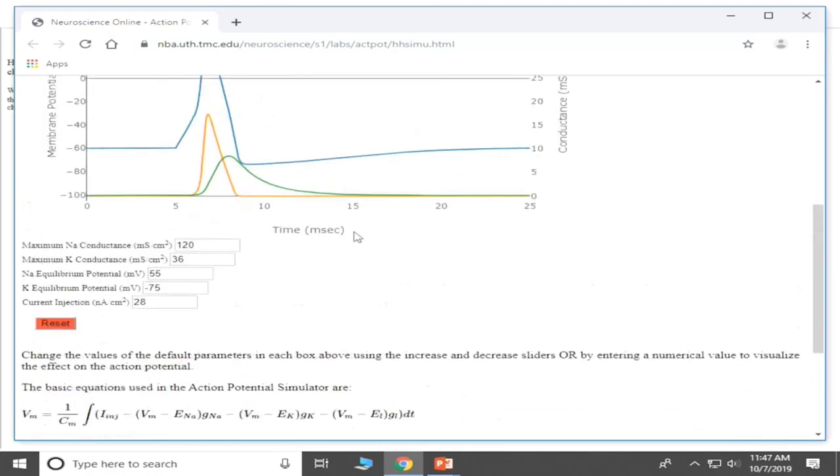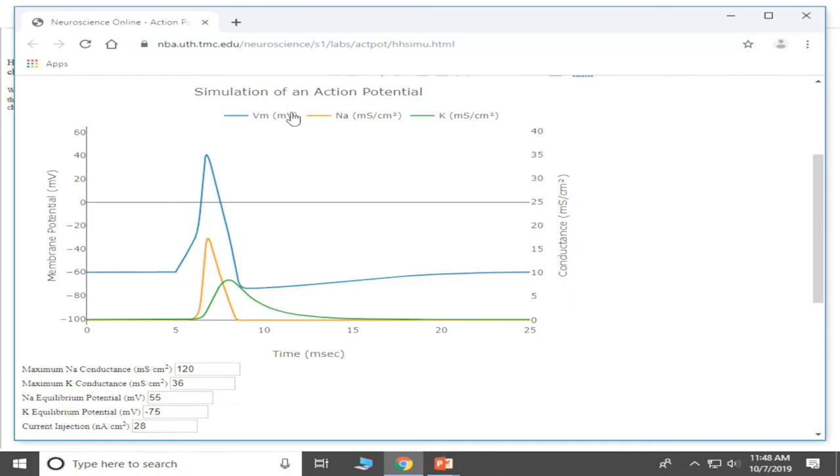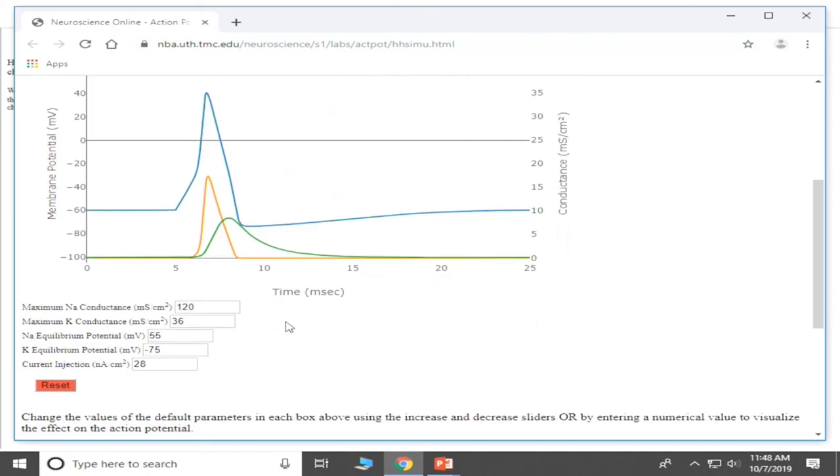You can solve these equations and you could see how the membrane potential changes as a result of changes in sodium conductance and potassium conductance. So here is a normal action potential and you see the voltage-dependent changes in sodium conductance here and potassium conductance here. And what you can do, which is nice with these simulations, is that you can change some of the parameters. So you can change the maximum sodium conductance. Essentially, that means that's the total number of sodium channels that are available. The maximum potassium conductance is the total number of potassium channels that are available. There's the sodium equilibrium potential, there's the potassium equilibrium potential, and here's the stimulus intensity.